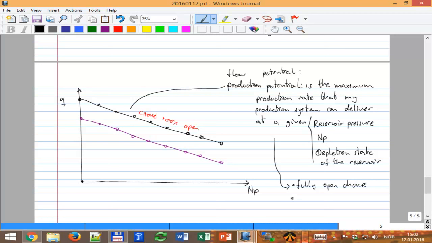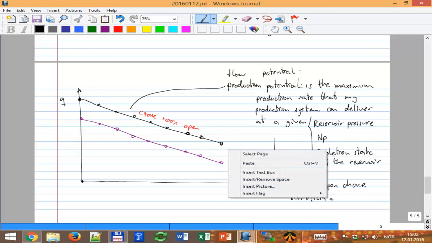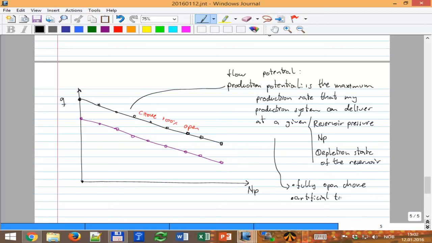That can be with fully, for example, pump at full artificial lift, with artificial lift installed. Okay.